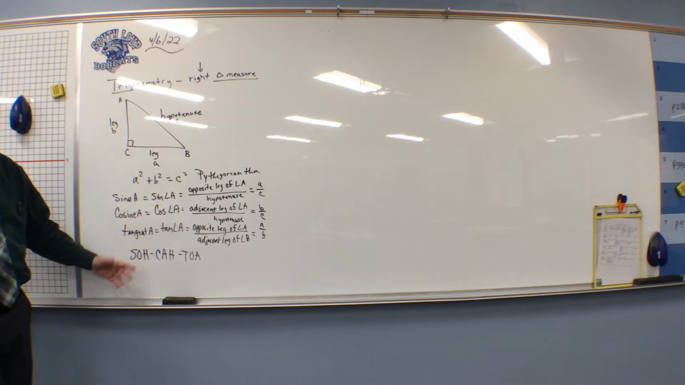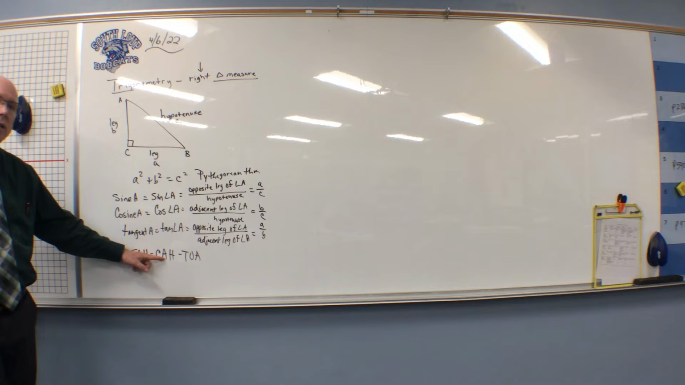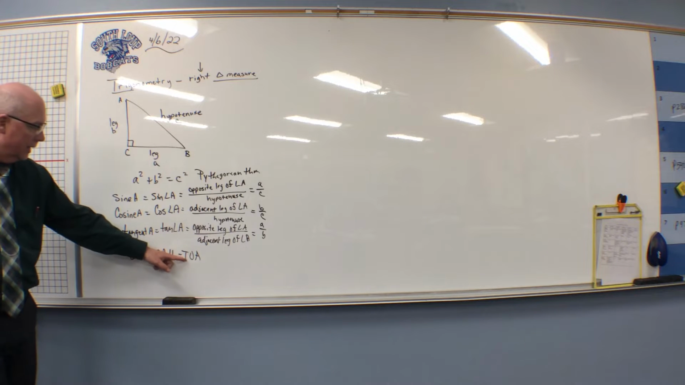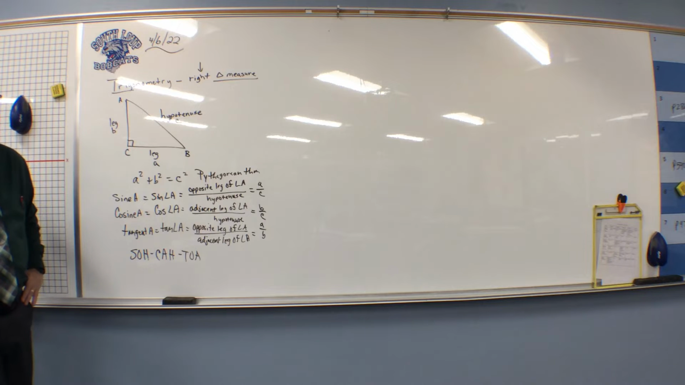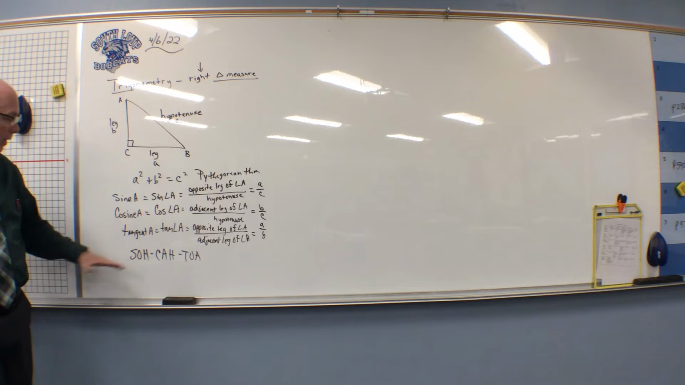Soh cah toa, however you want to do it: sine is opposite leg over hypotenuse. Cosine is adjacent leg over hypotenuse. And tangent is opposite over adjacent. You see where they get that? I have students that write this at the top of their test. That's not cheating. The minute I hand them the test, they write soh cah toa.